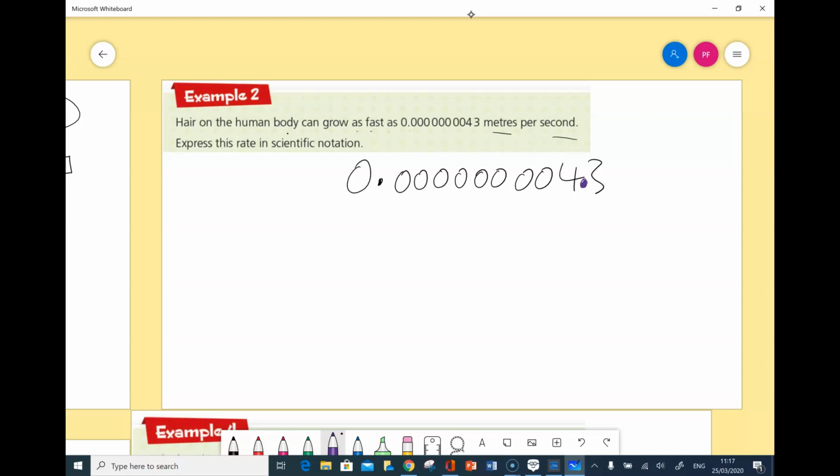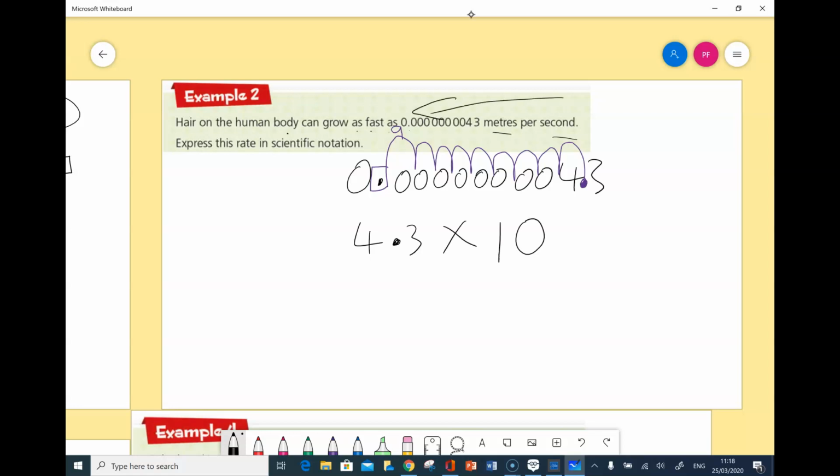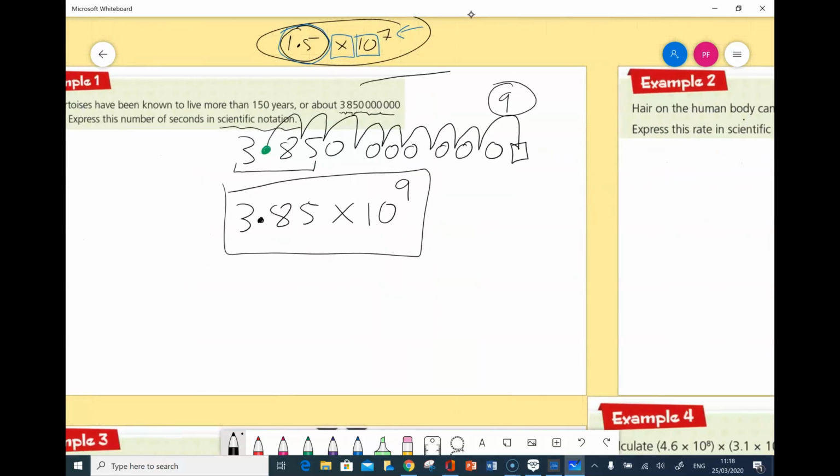But this time, I'm not going to jump to the right, I'm going to jump to the left. 1, 2, 3, 4, 5, 6, 7, 8, 9, to where the decimal place would normally be. So again, it's 9 places. So it's 4.3 multiplied by 10 to the power of, now this time we jumped left. So because it's a really, really small number, it's going to be to the power of minus 9. So if you're going left, it's going to be the power of a negative figure. But if you're going to the right, it's the power of a positive figure.